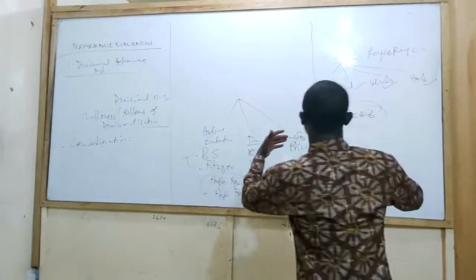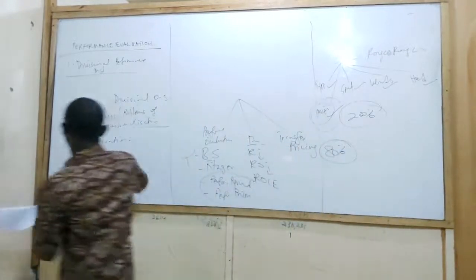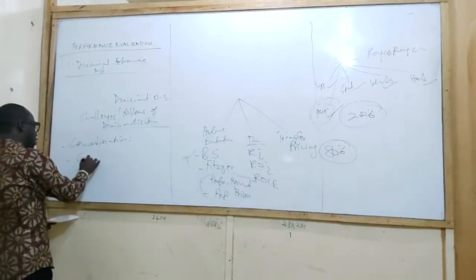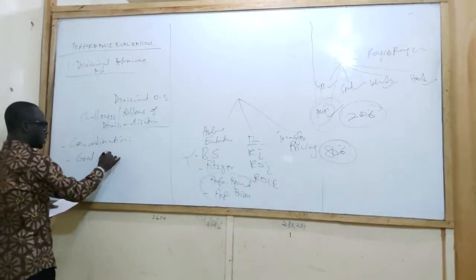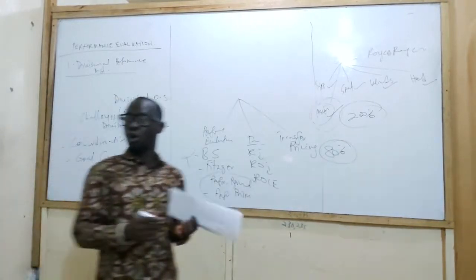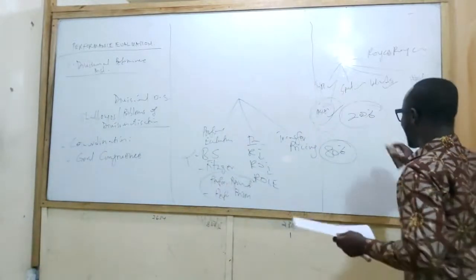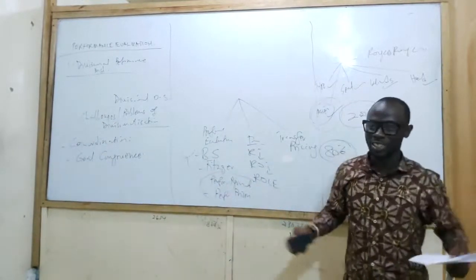Now, these are all segregated. One thing, let me put the second down, then I'll mix the two up with the explanation. The second one is goal congruence. I hope you've heard this word before. Goal congruence. What is it about?